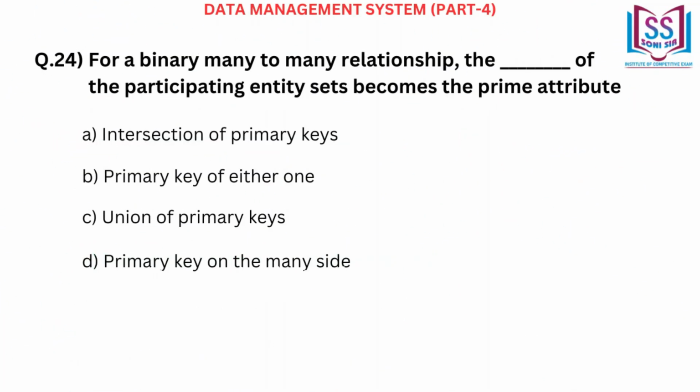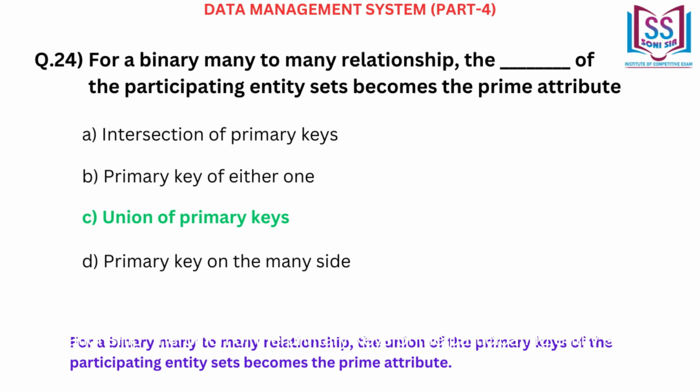For a binary many-to-many relationship, the dash of the participating entity sets becomes the prime attribute. A. Intersection of primary keys. B. Primary key of either one. C. Union of primary keys. D. Primary key on the many side. Correct answer C. Union of primary keys. For a binary many-to-many relationship, the union of the primary keys of the participating entity sets becomes the prime attribute.